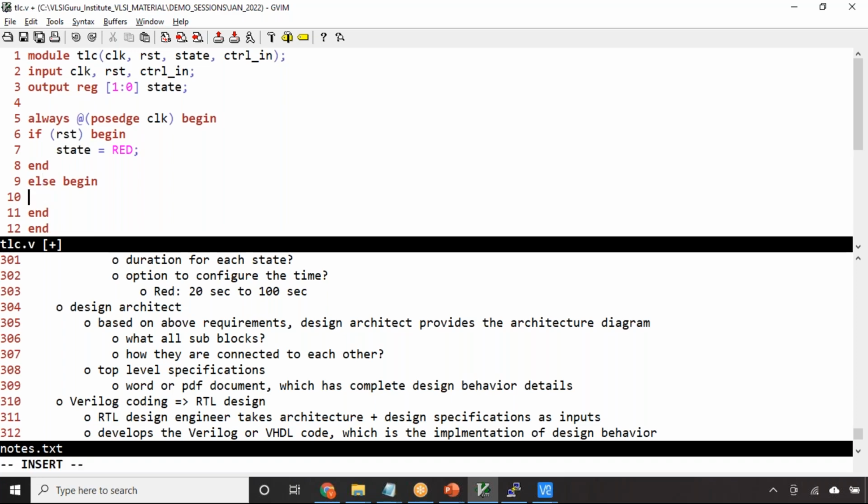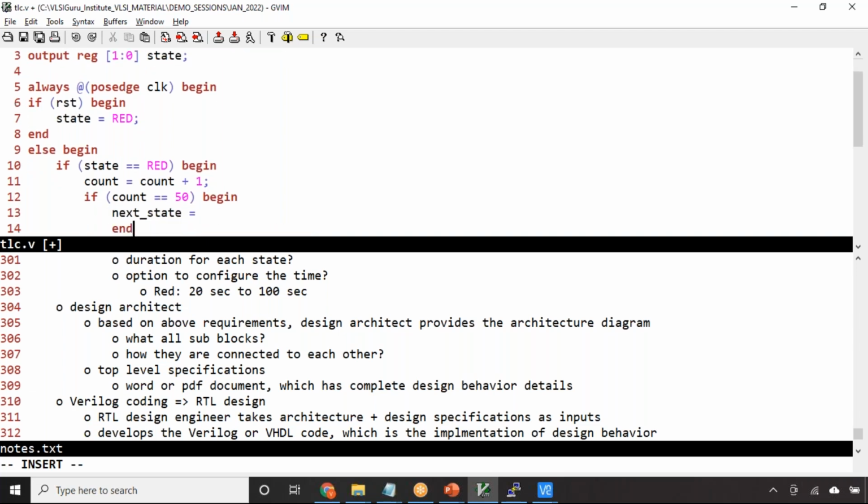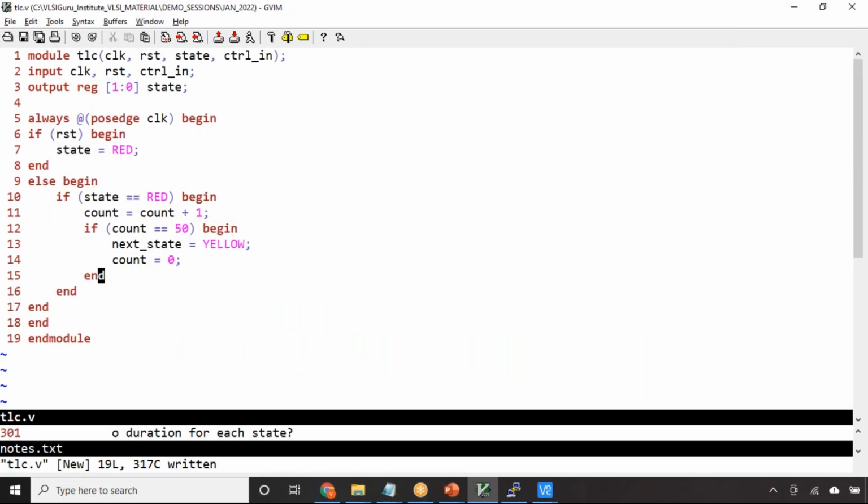they write code. If the current state is red, then after some delay, count equals count plus 1. After 50 units, the next state will be yellow. Begin. Next state will be yellow, and count equals 0. Similarly, we write all the possible transitions.